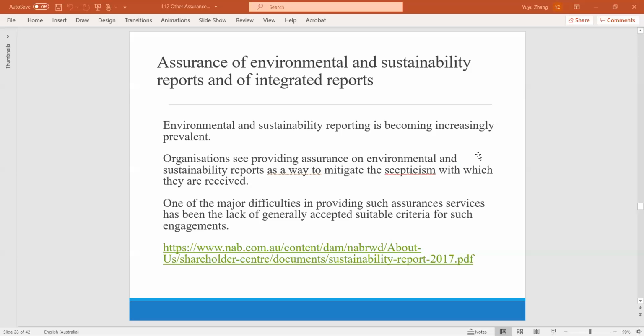What we want to know here is that CSR assurance, at this stage, is still voluntary. That means it's not required by the regulators, even though CSR reporting and CSR assurance might be quite conventional in certain industries, like the environment-related industries, like mining.